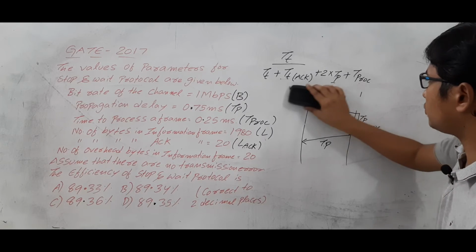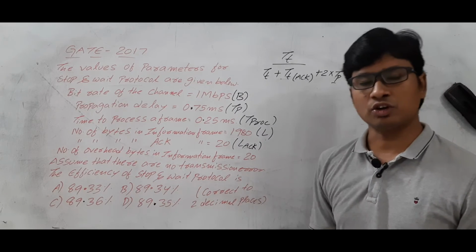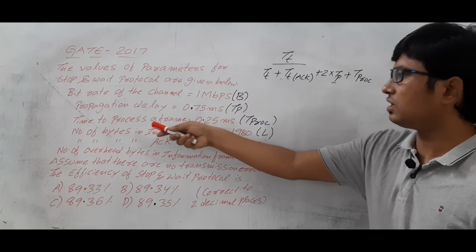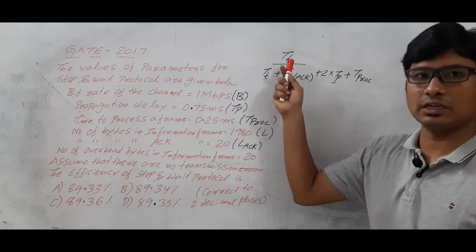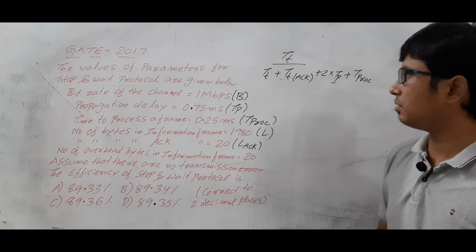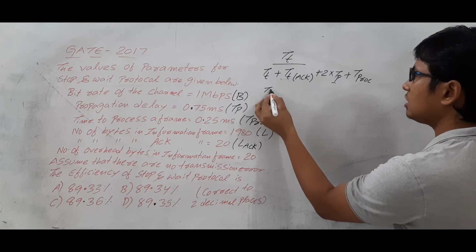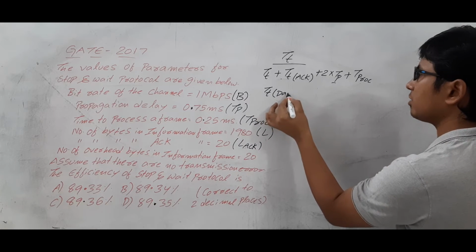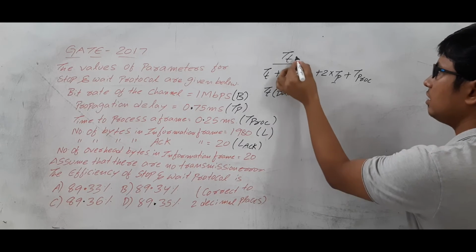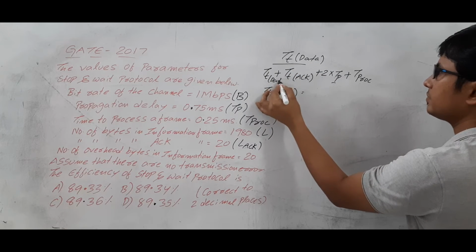By using this formula, we can easily calculate the efficiency of stop and wait protocol. So let me find out these parameters. Did they mention the transmission delay? They did not mention it, but they have given the length and the bandwidth, so we can easily calculate it. Let me calculate the transmission delay for the data frame, TT. In brackets you can write data to avoid confusion. Is it clear?